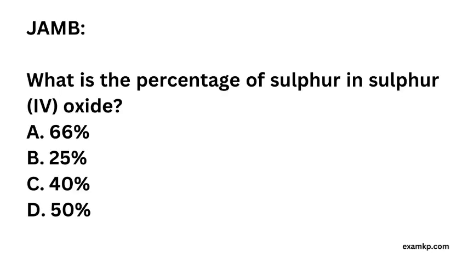Alright, let's switch to JAMB. And of course, it's a calculation. JAMB absolutely loves these percentage composition questions. The question is, what is the percentage of sulfur in sulfur 4 oxide? To solve this, you need to know the formula and how to calculate molar mass. Let's break it down step by step.